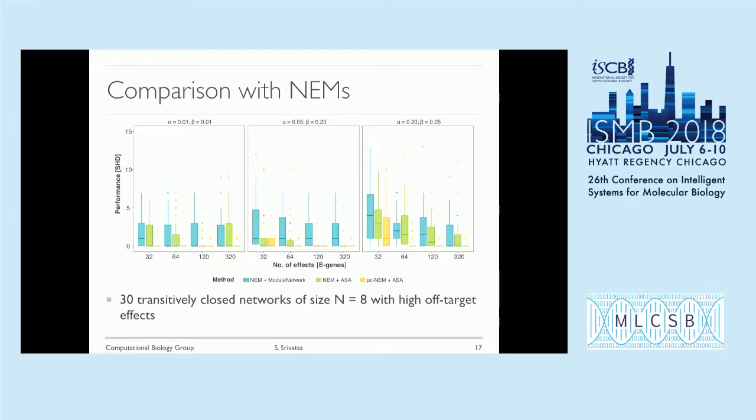And since we developed a new model and a new inference scheme, we first compared NEMs with the existing module network algorithm and NEMs with our algorithm, and then compared PCNEM with our algorithm to these two. We showed that with as few as 64 features, our method successfully outperforms the other methods across all 3 noise levels.